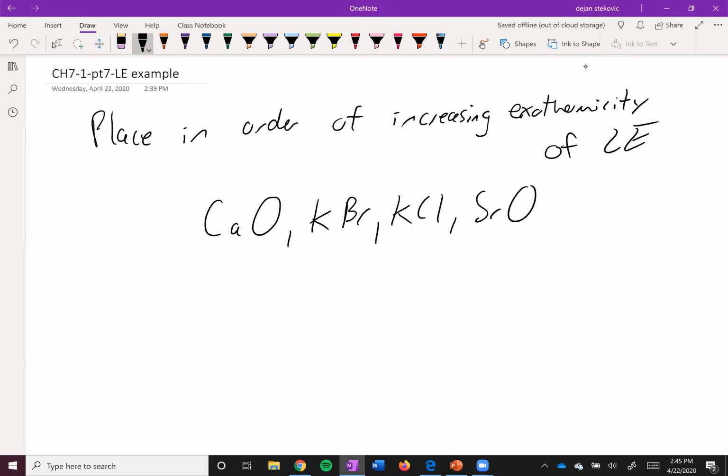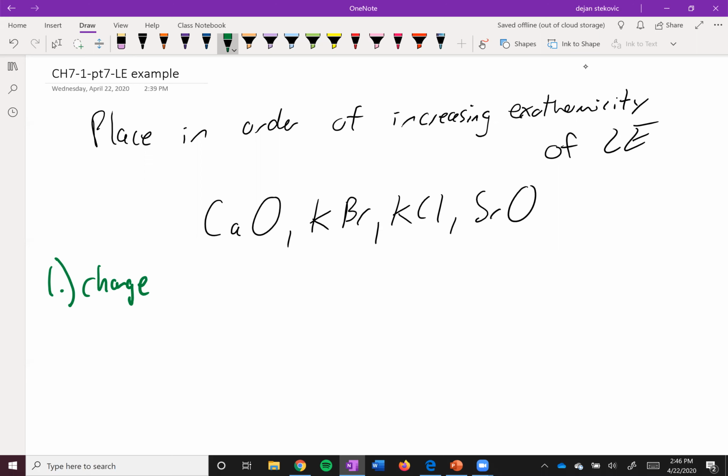So let's do an example of this kind of lattice energy trend type of question. It says to place in order of increasing exothermicity of lattice energy. So which one of these has the most exothermic lattice energy? Remember, there's two things that you want to look for: charge and size. The one that plays a bigger factor is charge, so that's what you want to look at first.